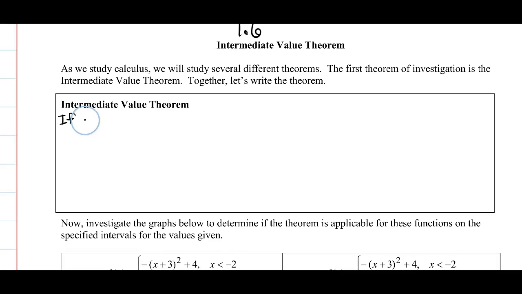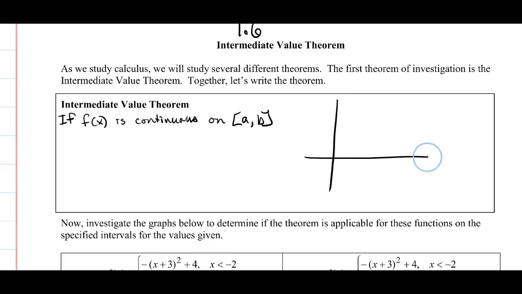My first condition is, if f of x is continuous. This is why we do the intermediate value theorem after continuity. If it is continuous on the range from A to B, domain of A to B. And we can see this graphically, so let's draw this out as we go. Here's value A, and here's value B. And we'll just draw a little continuous function here. Okay, so here is my continuous function, continuous here from A to B.